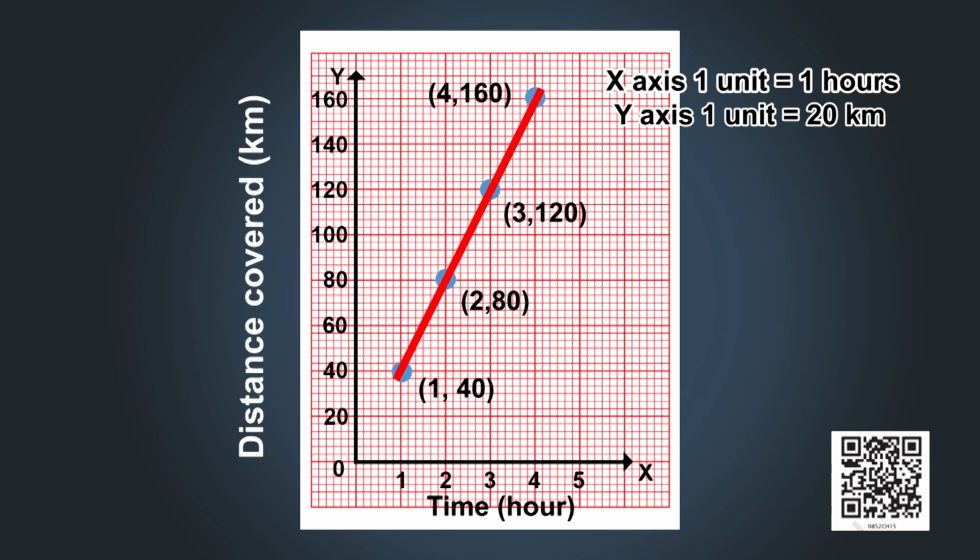Now, to find out how much time it requires to cover 100 km distance by the car, locate 100 km on the y-axis. Follow the horizontal line through 100 km till you meet the graph. Say point P. From P, take a vertical line to meet the x-axis. That point on the x-axis is the time required to cover 100 km. That is 2 hours 30 minutes.